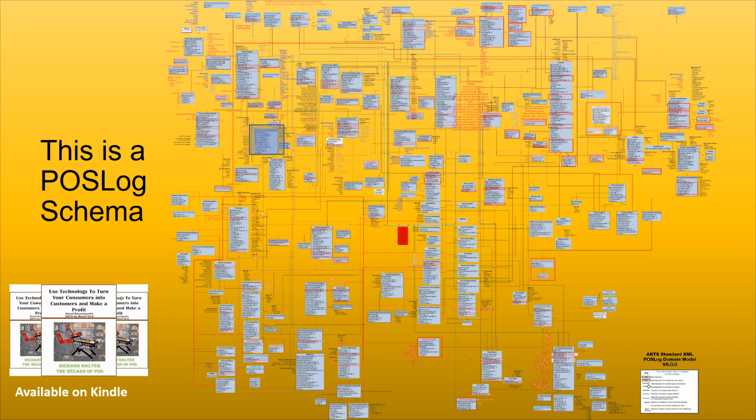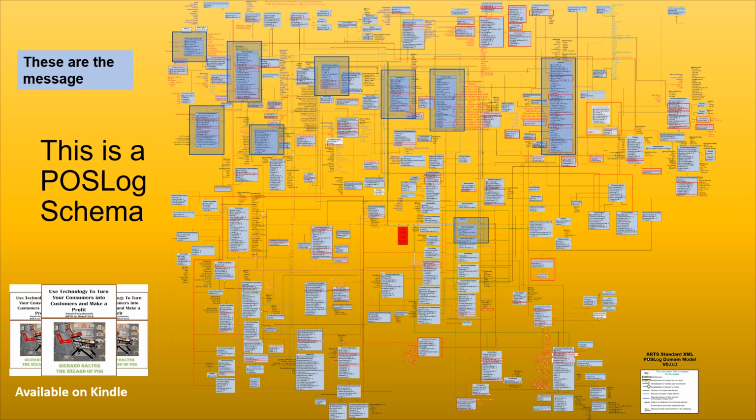Oh boy. This is the POS log schema. And there are two pieces to a message, the schema and the message itself. The schema is huge because it completely covers the domain it's trying to communicate about. It sets a standard so both ends can clearly communicate using the same terms in the same location within the message. However, the message itself doesn't have to use the entire schema.